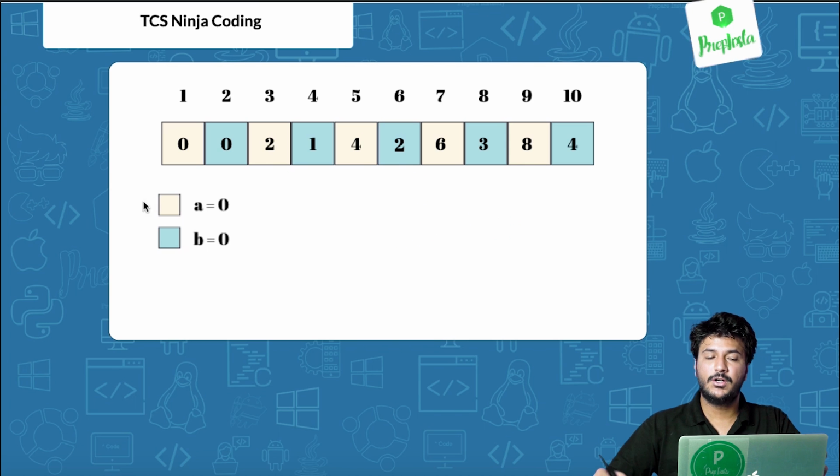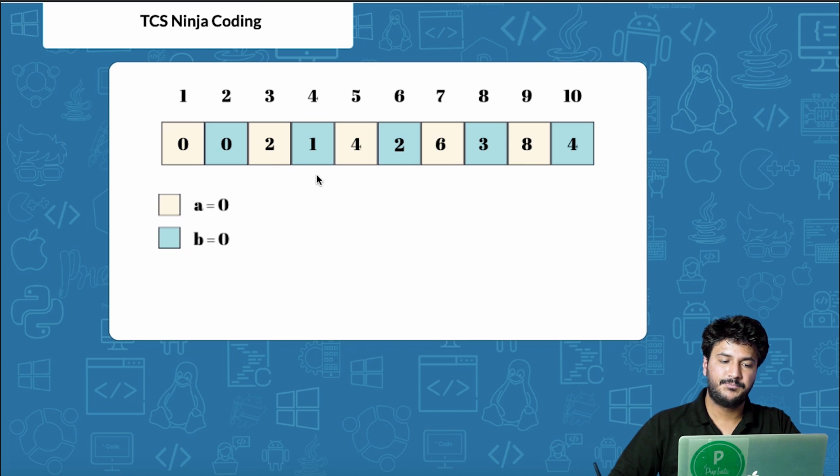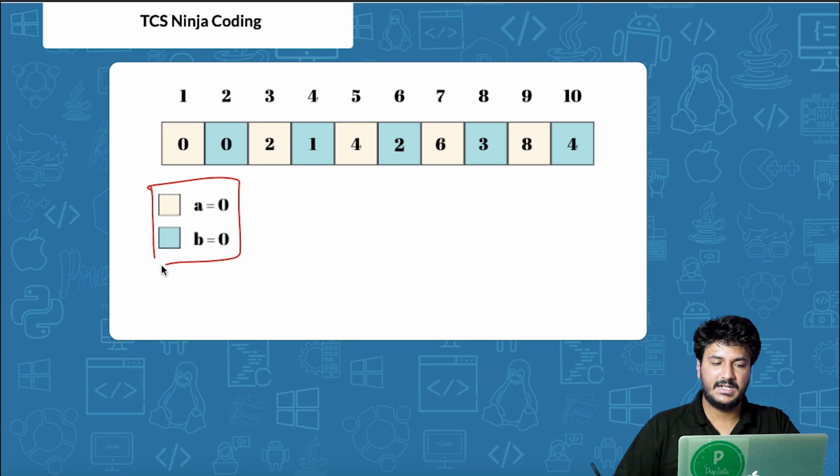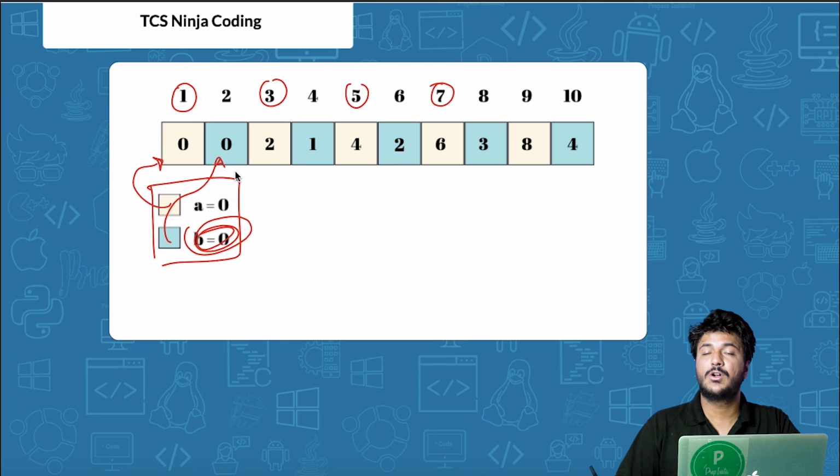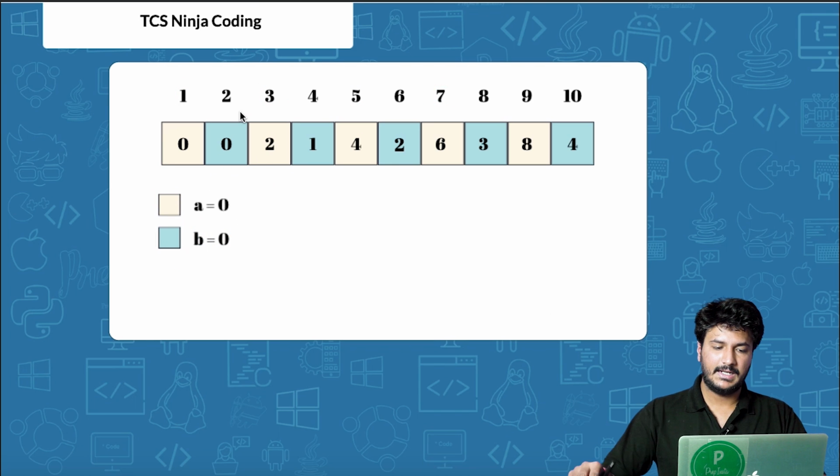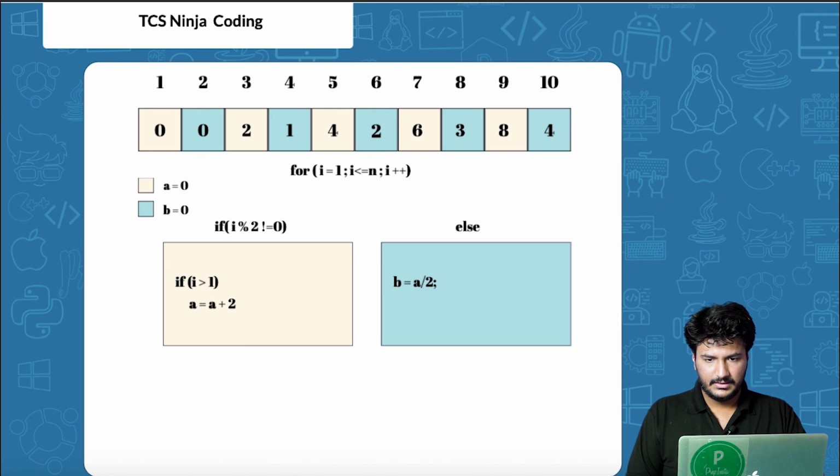So what we are going to do to solve this particular question, we've initialized two variables, that is a equals 0 and b equals 0, and we will use this a to print out the values of the odd positions, that is 0, 3, 5, 7, and so on. And these b values we are going to use for the even positions, that is what I have marked in the blue color. So let us begin with this particular question.